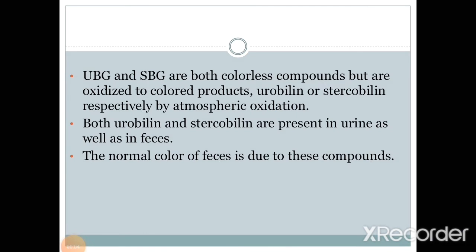Then enterohepatic circulation: about 20% of the urobilinogen is reabsorbed from the intestine and returned to the liver by portal blood. Then the urobilinogen is again re-excreted; that is known as the enterohepatic circulation.